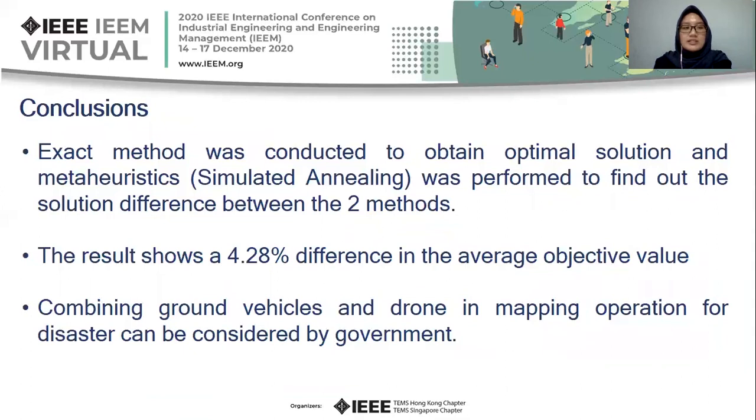So the conclusion is, first, the exact method was conducted to obtain the optimal solution, and meta-heuristics was performed to find out the solution difference between the 2 methods, and the result shows that there is a 4.28% difference between the objective value of AMPL, the exact method, and SA, the meta-heuristic we used in this research. And the idea of combining ground vehicles and drones in mapping operations for disasters can be considered by the government to respond to disasters in the future.